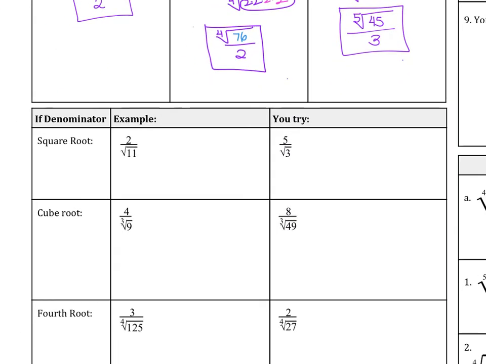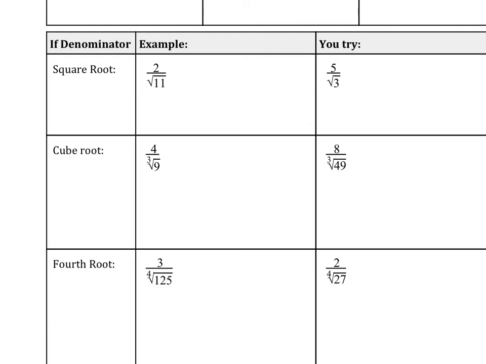Let's practice a couple more problems here. If we have a square root, cube root, or fourth root, we do the same thing. With the square root, we don't have to break it down. It's 11, and so we're going to multiply by root 11 over root 11. What this becomes is 2 root 11 over the square root of 11 times 11. Remember that this is a square root, so we need 2, and it comes out as a perfect 11.